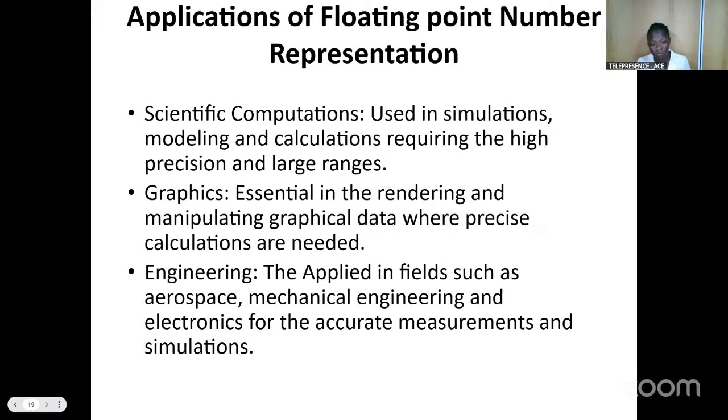And for graphics, as I said, it is essential in rendering and manipulating graphical data where precise calculations are needed, when you have a whole lot of graphics to work with. And in engineering, it is applied in fields like aerospace, mechanical engineering, and electronics, for accurate measurement and simulation of any model that we want to bring about.